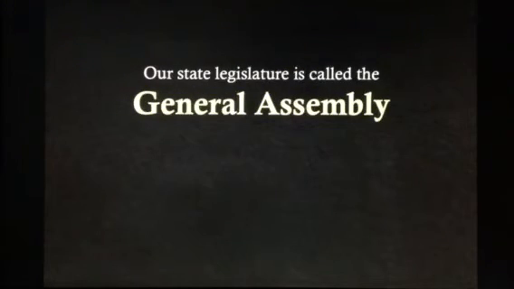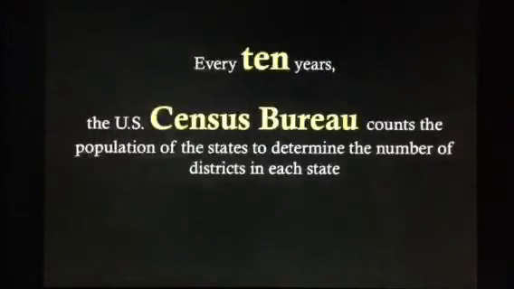Our state legislature is called the General Assembly. We do not refer to it as the Congress of North Carolina. It's the General Assembly of North Carolina. It is responsible for drawing congressional districts in our state. Every 10 years, we have a population count. That's in the Constitution, that the Census Bureau counts the number of people living in each state to determine the population of each state, which determines the congressional representation in the House.